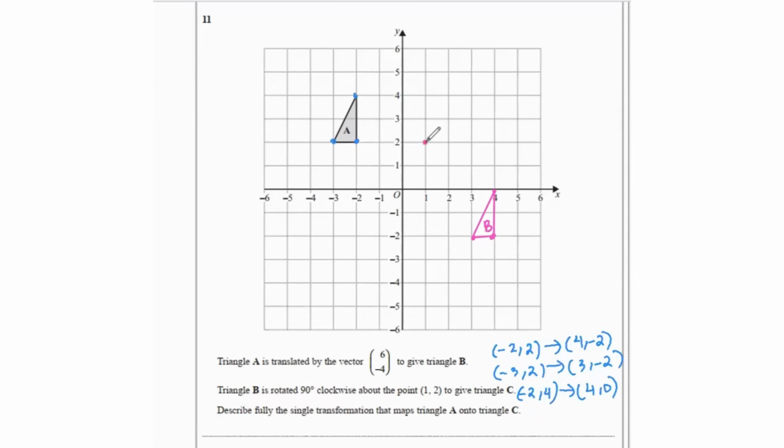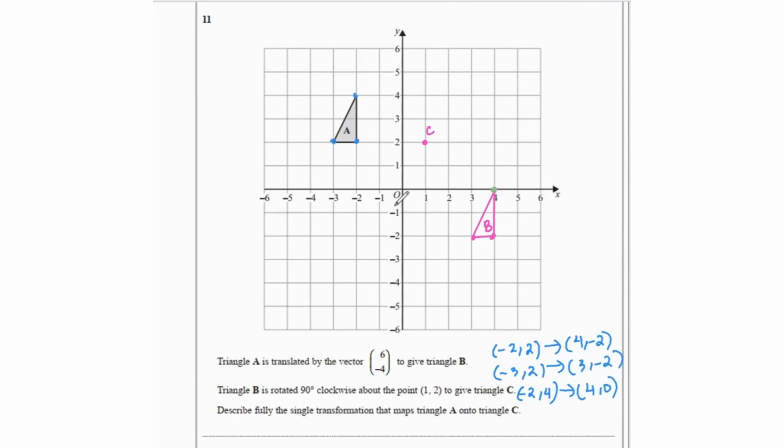1, 2 is this point. This is our center of rotation. So we're going to rotate triangle B 90 degrees clockwise to get triangle C. If we look at this point over here, this is 1, 2, 3 units horizontally and 2 units vertically from C. So when you rotate it 90 degrees clockwise, it's going to come over here, and this point will be 2 units horizontally and 3 vertically.